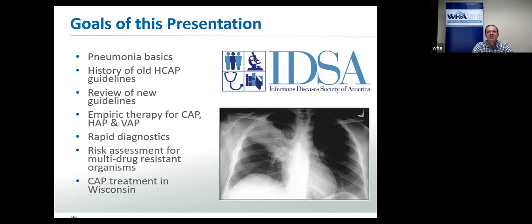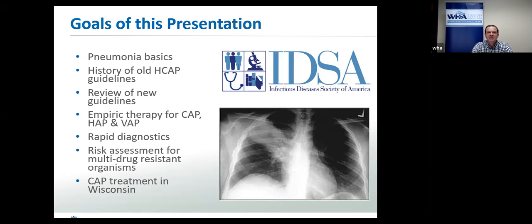The goals today are we're going to talk about pneumonia basics. We're going to review the old HCAP guidelines, talk about what is no longer the case. And then we're going to spend a deep dive on the review of the new guidelines. So we'll talk about the state of the art for empiric therapy for community-acquired pneumonia, or CAP, hospital-acquired pneumonia, or HAP, and ventilator-acquired pneumonia, or VAP.